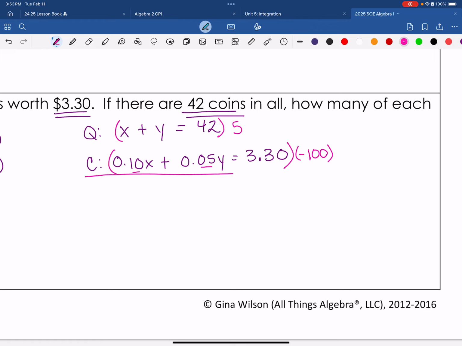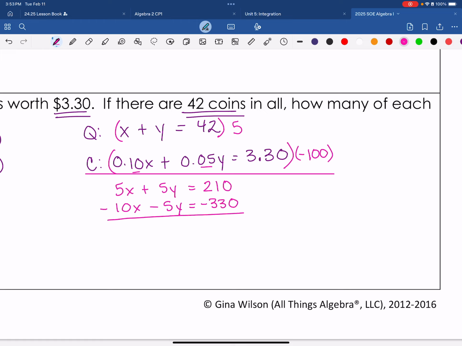So I'm going to rewrite my two equations. I have 5x plus 5y equals, what's that going to be, 210? Let's double check. 42 times 5, 210. And then I'll multiply the second equation by negative 100. So I get negative 10x subtract 5y equals negative 330. So notice I completely got rid of my decimals. Now I have a 0 pair right here, so I'm going to cancel those out. I have a negative 5x equals a negative 120.